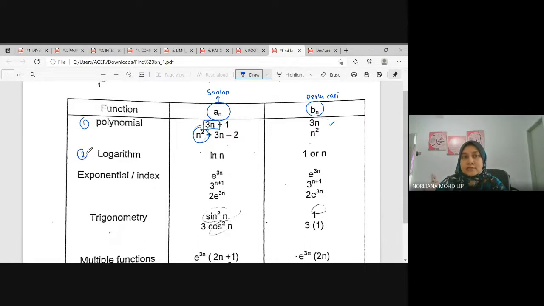Okay, second function, if an is in logarithmic function, for example ln n, so bn is equal to 1 or n. Dua-dua boleh, 1 or n. And number 3, if exponential or index function, for example, exponent 3 power of n, untuk exponent or index, dia sama. Sama je, an equal to bn. Ini sama.